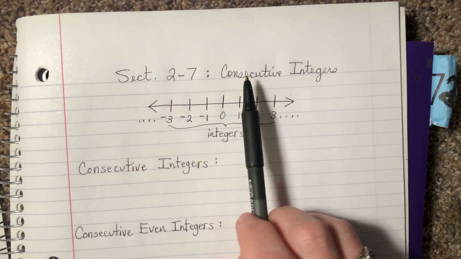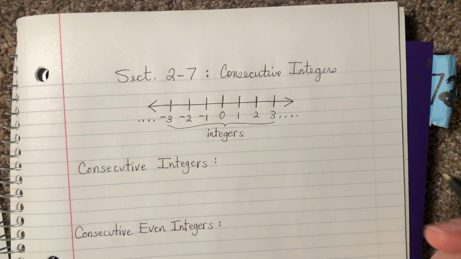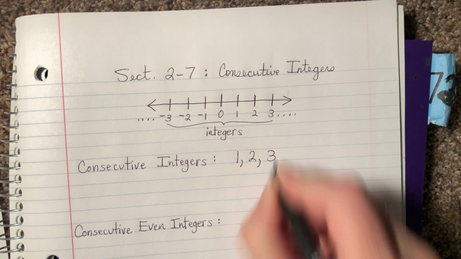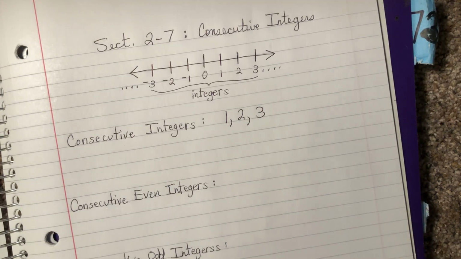Now we've got to go to the word consecutive. Consecutive means one right after the other. Like consecutive days of the week would be Monday, Tuesday, Wednesday. Consecutive months, January, February, March. Consecutive numbers or consecutive integers would be like 1, 2, 3. This is 3 consecutive integers.